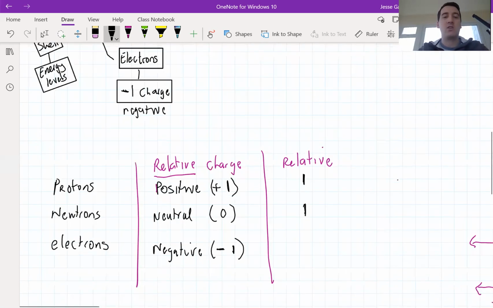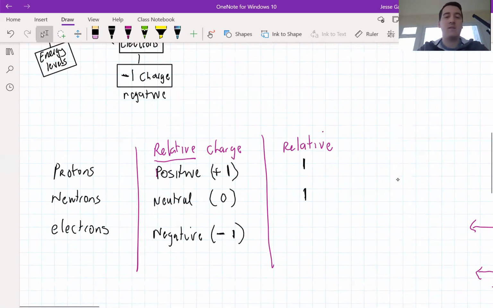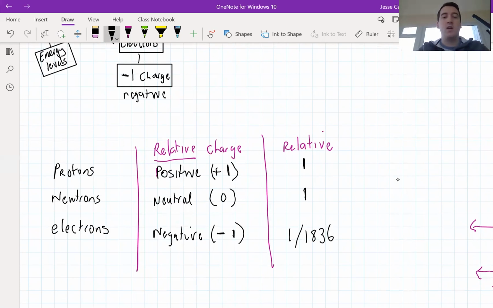Now, electrons are really, really tiny compared to even protons and neutrons. Their mass is 1 over 1836. So it's 1 over 1836 compared to the proton and the neutron. It's a tiny, tiny fraction of the mass of those. If these are about 1, then I have to take that 1 and divide it by 1836 to get the mass of an electron. Because of that, we sometimes say that the mass of an electron is negligible. And negligible means so small that you can almost count it as 0. It's pretty much 0, pretty much has no mass.